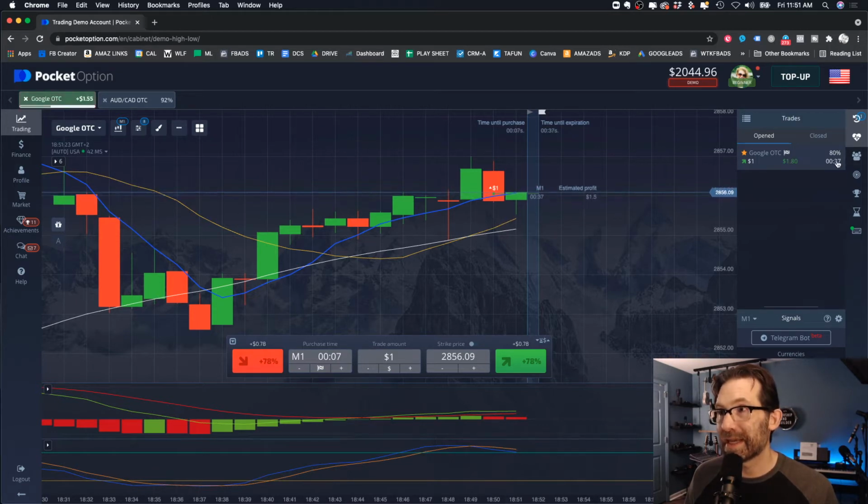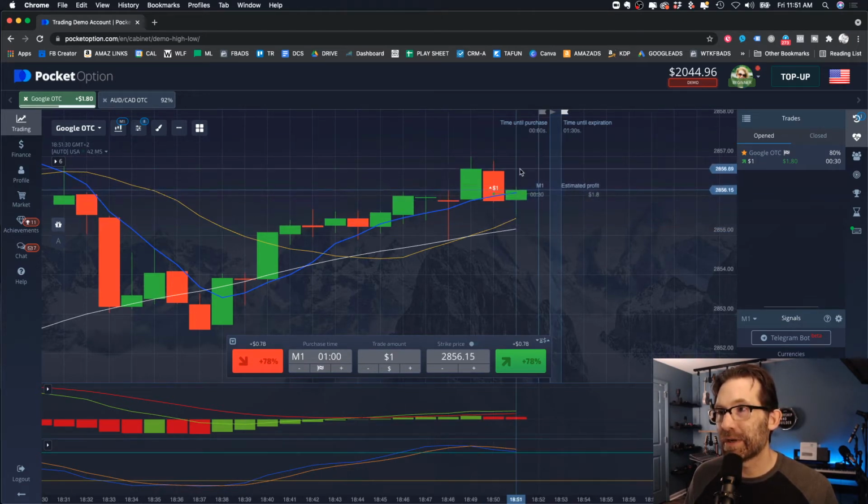Over here, I have 38 seconds left on the trade. Now I'm winning the trade. I like it when it turns green. It makes me feel happier. It doesn't make me get so nervous. Now it's getting close to that line. It's going to move around. I have 27 seconds. I think I will win this trade.